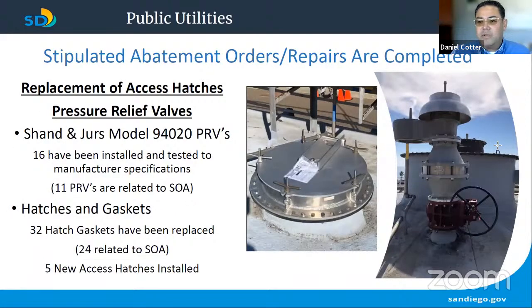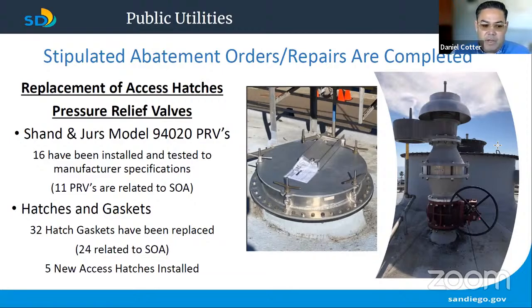The orders stipulated for repairs and replacements, and they have been completed. Replacement of access hatches and pressure relief valves, and we actually replaced them with new models, Changer's model 94020. We went above and beyond the stipulated abatement order and decided to replace all 16 PRVs on all 8 digesters, 11 of which are related to the SOA.